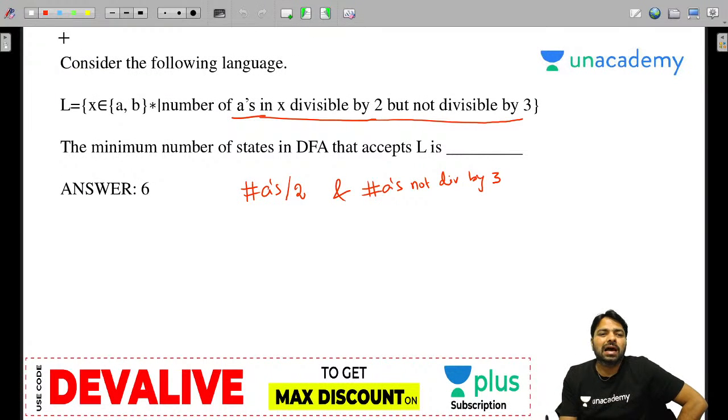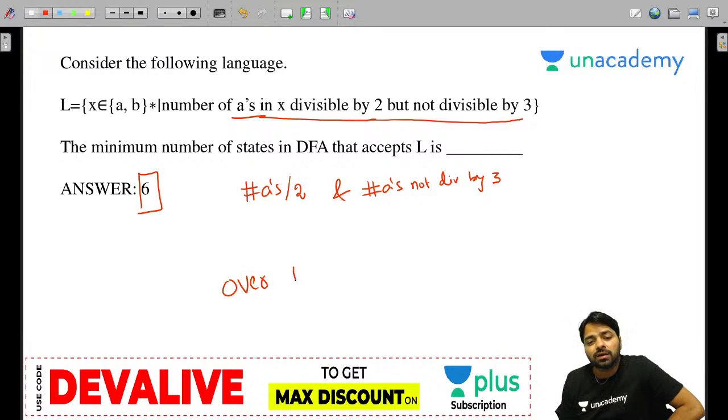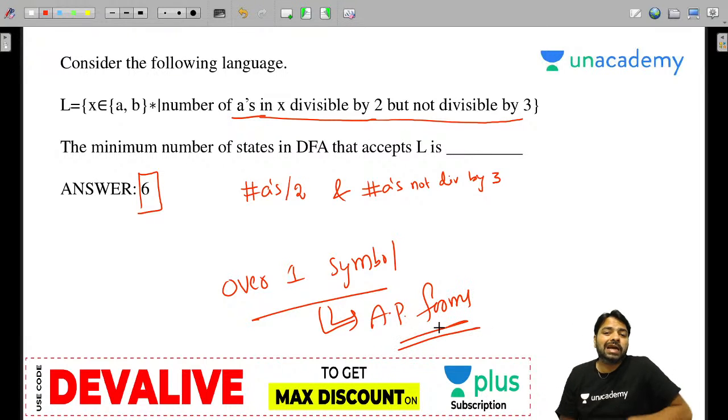And that is the reason I am trying to explain there is a much deeper concept behind it. It is not the multiplication of 2 into 3. It is the understanding of the AP sequence. Over one symbol, you need to look at the AP sequence. Does that AP form or not? Yes. But which kind of AP? I have explained that just now. So based on that, I understood how to design with the 6 states.